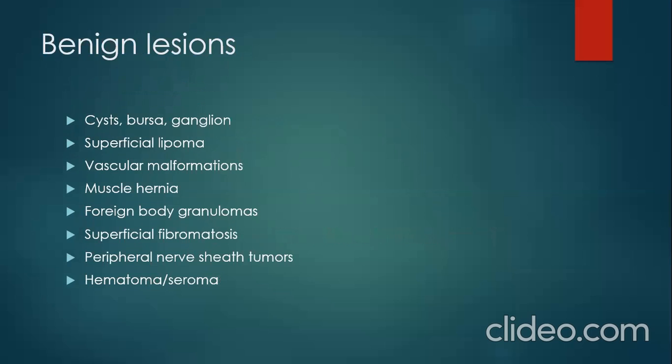So some of the benign lesions that we might be dealing with when you're dealing with these lumps and bumps include cysts, the most common ones, which are abscess and ganglion cyst. And another most common benign lesion also is a lipoma, superficial lipoma. We might also get cases of vascular malformation. We might also encounter muscle hernia, sometimes foreign body granulomas. We might deal with superficial fibromatosis, lesions like peripheral nerve sheath tumors, and in other cases, hematoma or seroma.